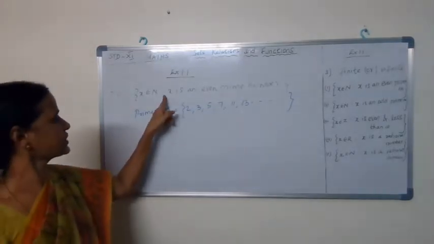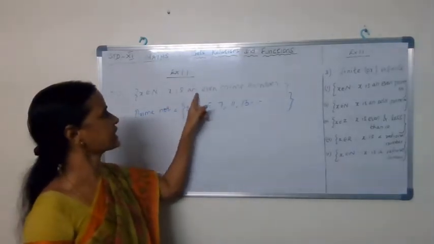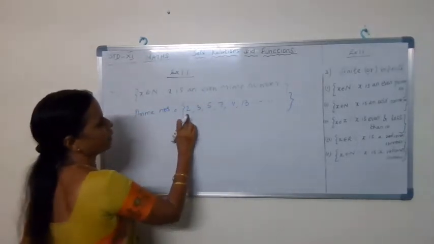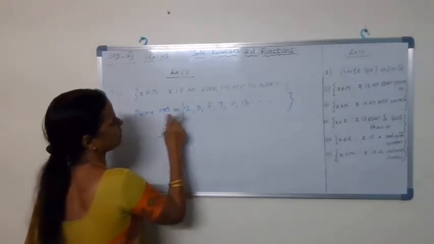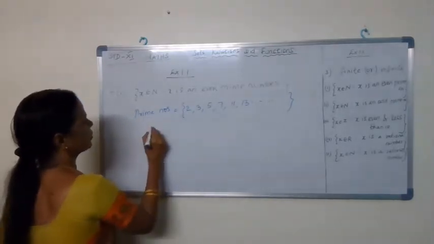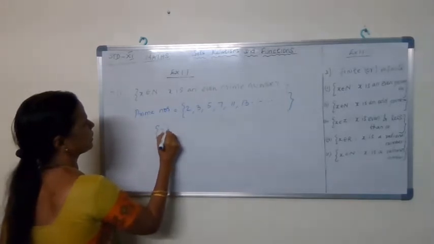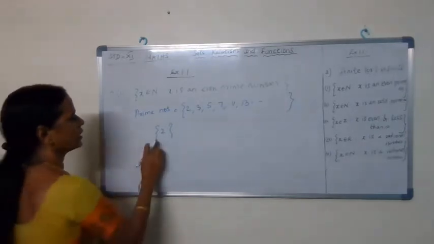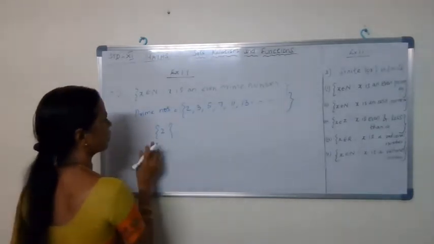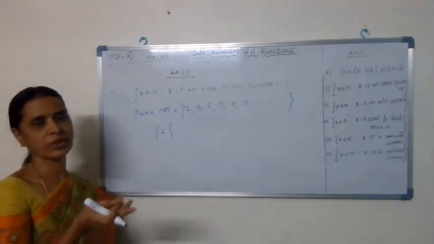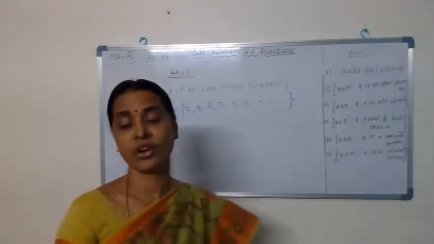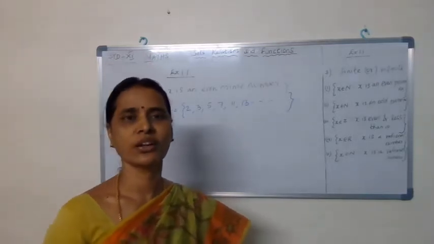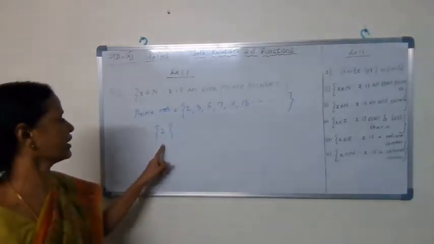But in the first division, we are considering only x is an even prime number. What is an even prime number? Only one prime number you have that is even, that is 2. Even prime number you have only 2. That means, is this a finite set or an infinite set? You have only one element. That means countable. If we have a countable number of elements, it is called a finite set. If we have an uncountable number of values, it is called an infinite set. Here we have a countable number.